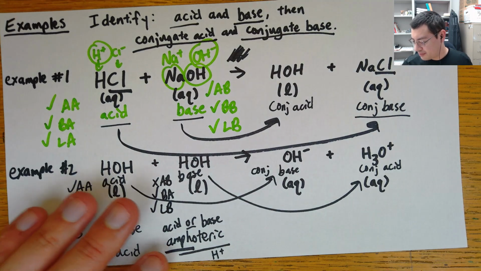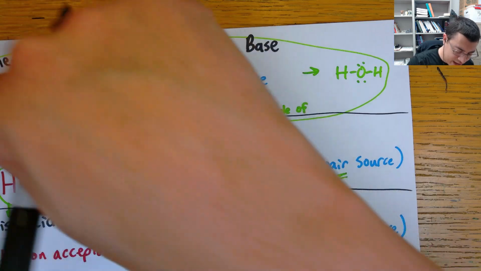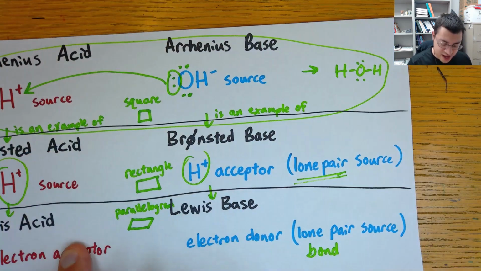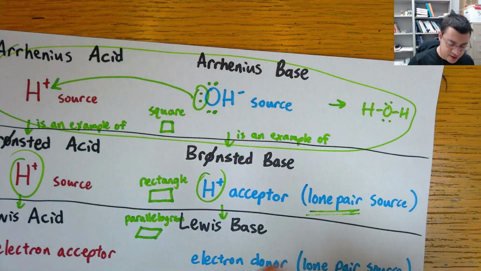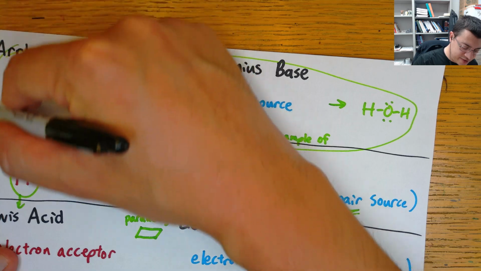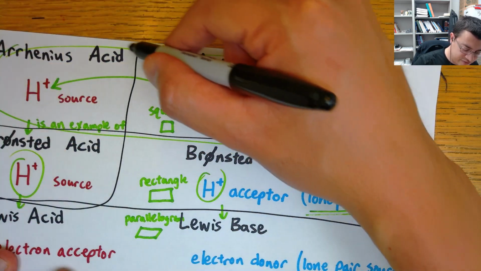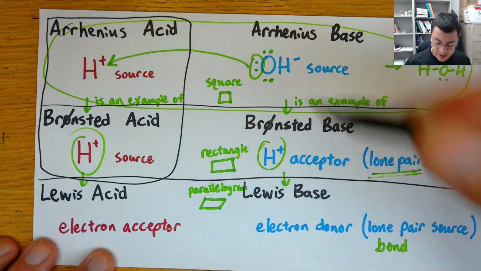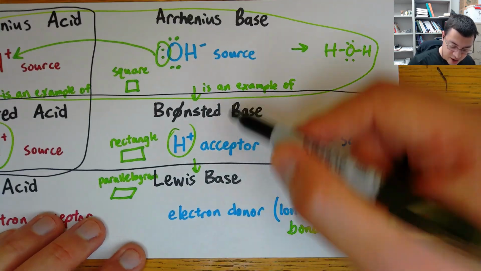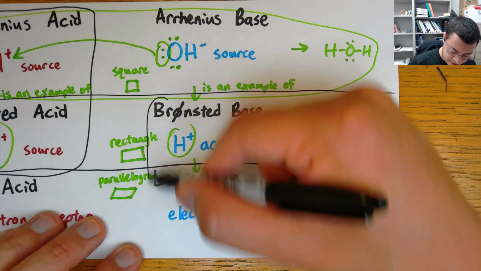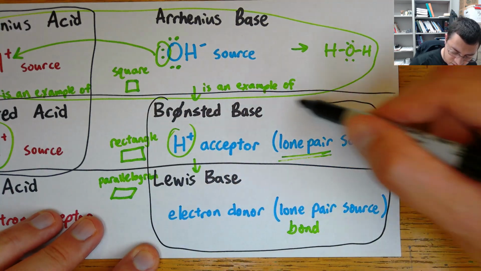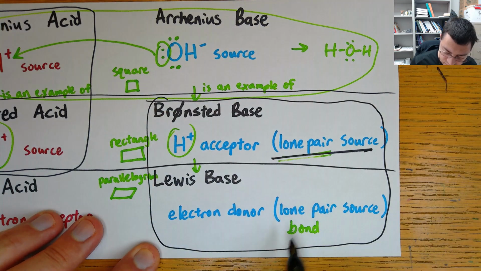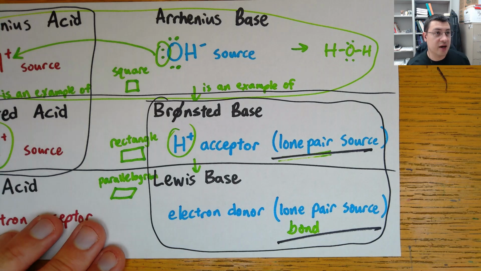All right. Hopefully you're starting to see a pattern. We talked about how that's an example of that, that's an example of that, and then same thing with this side. These two definitions of acid-base, Bronsted acid and Lewis acid, they literally are the same thing. And then for Bronsted base and Lewis base, you can see that these two are literally the same thing. We're just looking for a lone pair source to make a bond with.